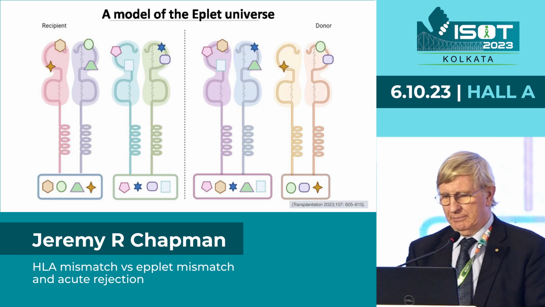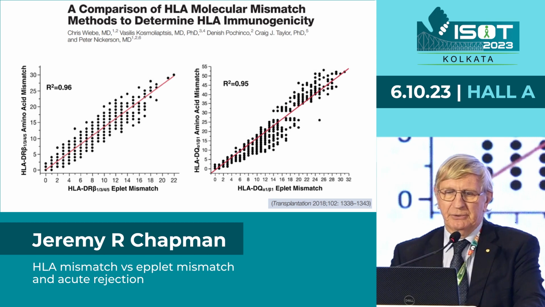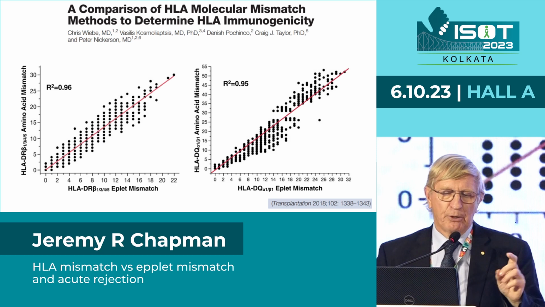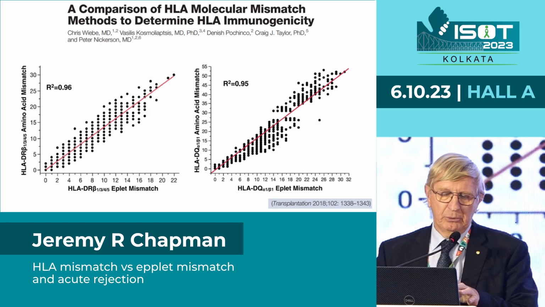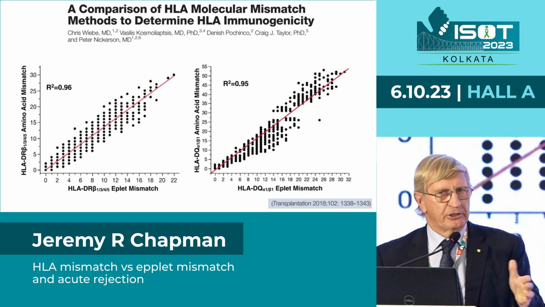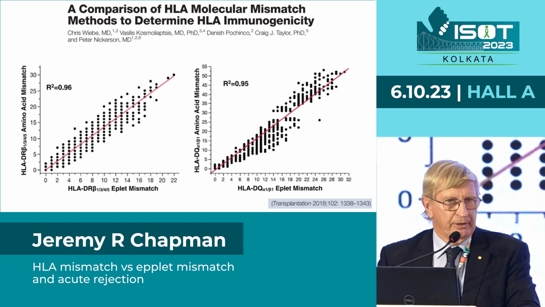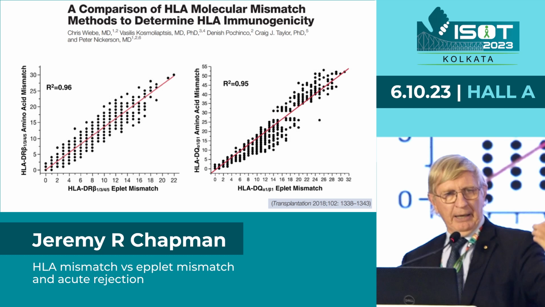Wish it was. This is a comparison of HLA molecular mismatch. This is a computer looking at all the tissue types, picking up the molecular mismatches, compared to amino acid mismatches, compared to eplet mismatches using the eplet definition. You see there's a bit of variation in each of them, but a reasonable correlation between eplet mismatch and amino acid mismatches. But it's not antibody verified. You don't know. This variation could be hidden deep within the molecule and have no impact at all on an antibody response.